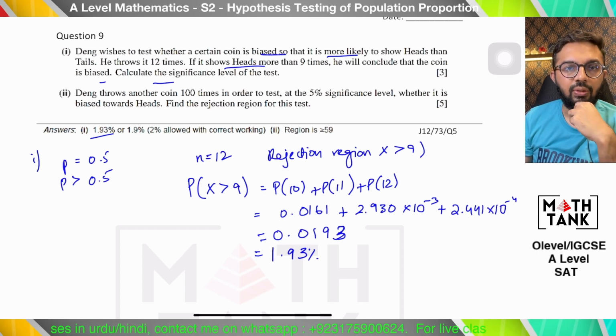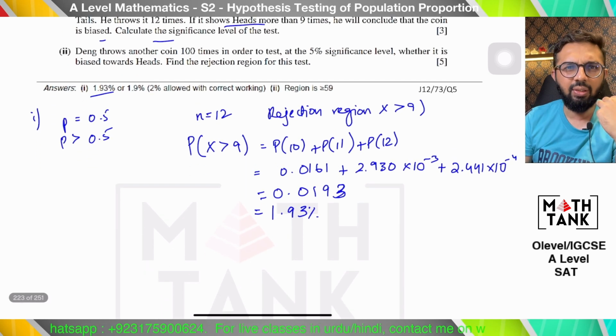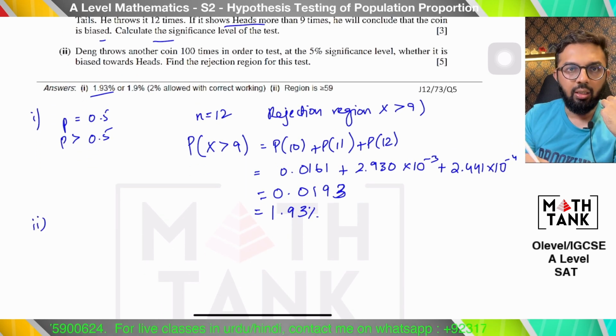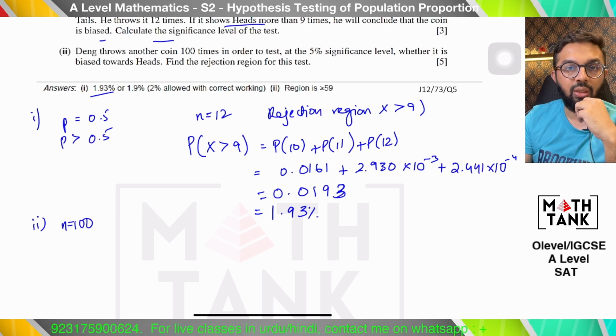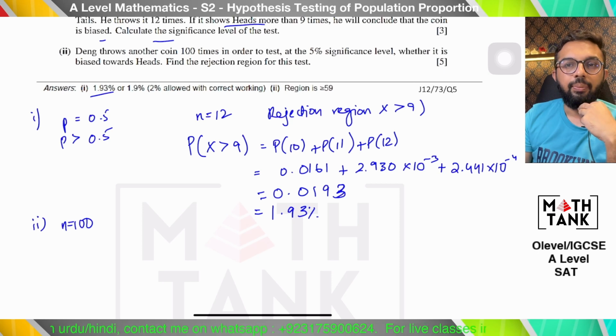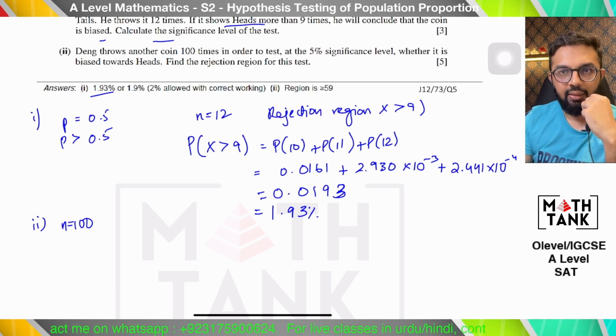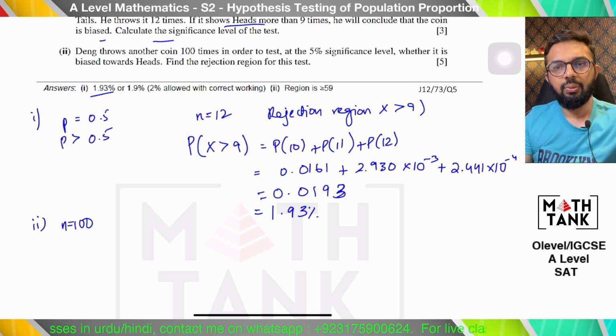Okay, Deng throws another coin 100 times in order to test. Now n = 100, so n is large. In order to test at the 5% significance level whether it is biased towards the head, find the rejection region for this test. Okay, let's think about this, because I will have to convert this into a normal distribution first. Let me check.